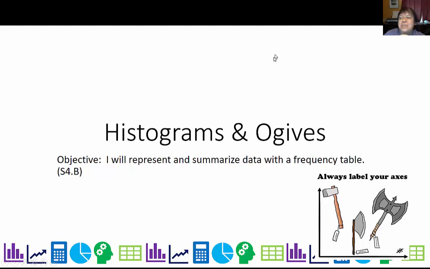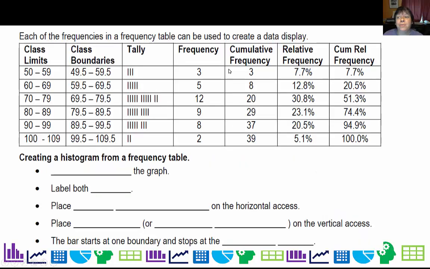You get it? So we're going to actually now make graphs from our frequency tables. And I have the frequency table here with all the data filled out. And when you're creating a histogram from a frequency table, you always want to title the graph, label your axes, place the class boundaries on the horizontal axis. Now you can actually use class limits instead. Just make sure that you do 50, 60, 70, 80, 90, 100.